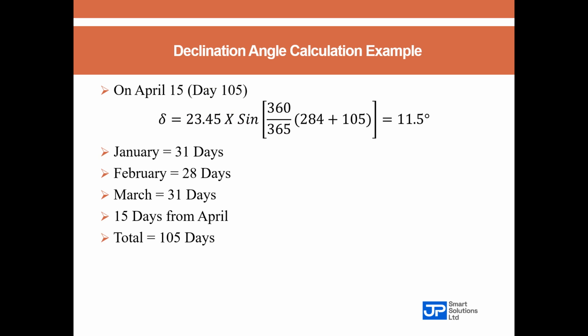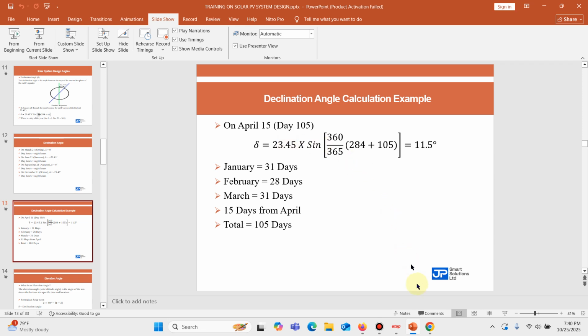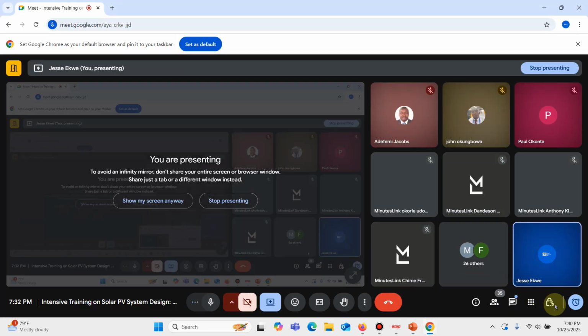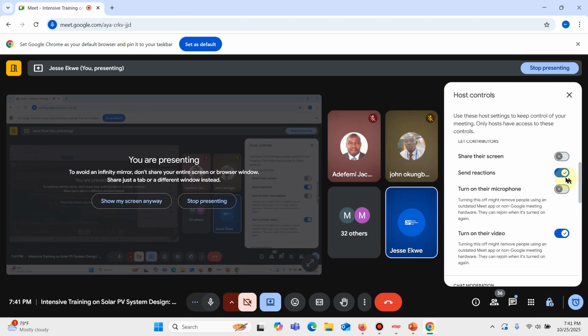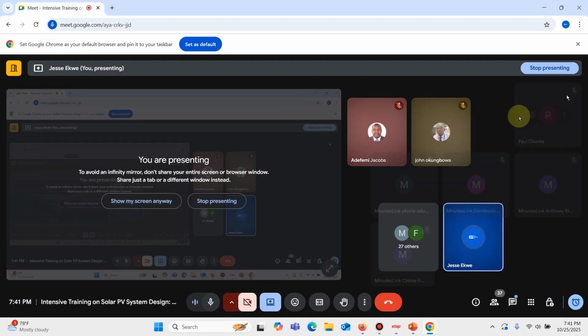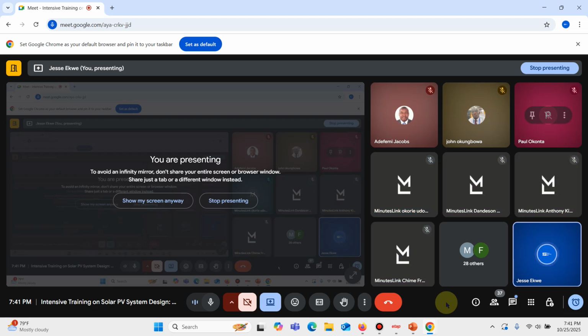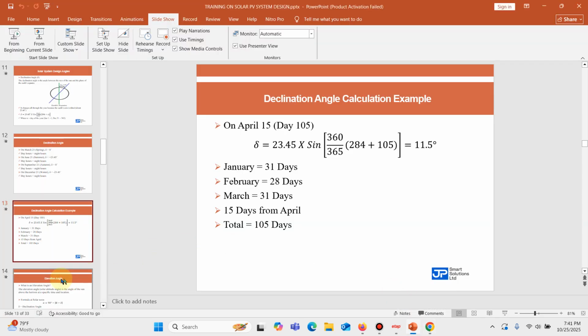Any questions so far? I'm going to unmute the microphones now. Okay, so any question now? We are about to proceed to the elevation angle. All right, in the absence of questions, we can proceed.